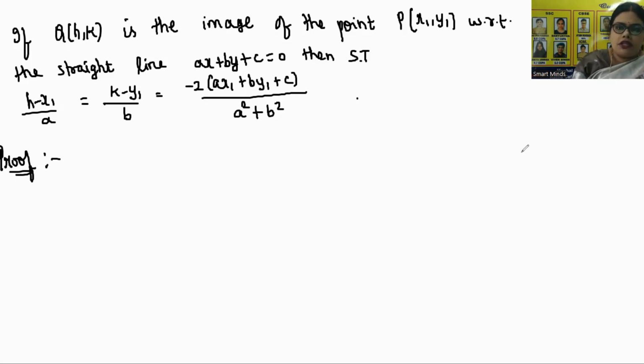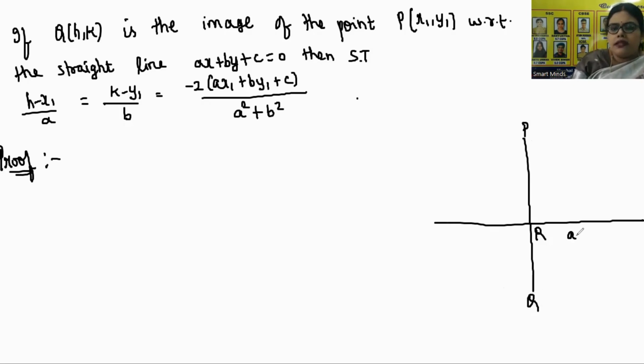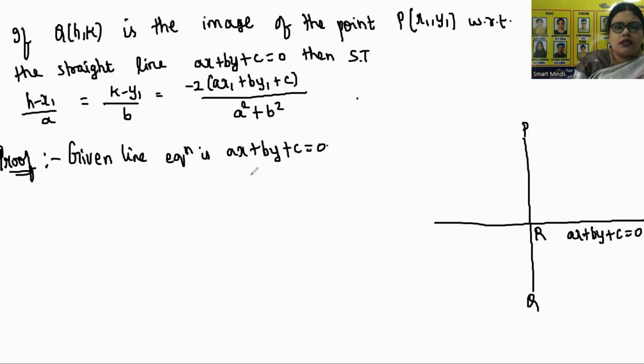So in the image theorem, first you draw this figure. Let's say this point is R. This is P, this is Q. And this line is ax + by + c = 0. Now first let us write the given line equation. Given line equation is ax + by + c = 0.